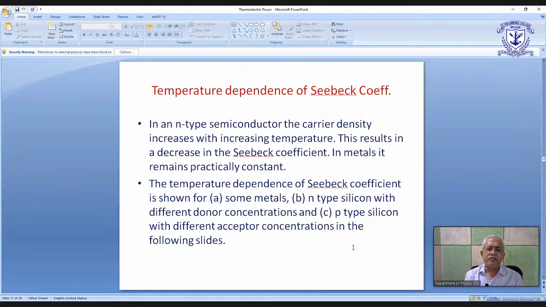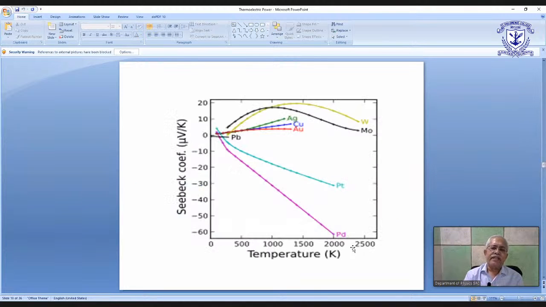The temperature dependence of the Seebeck coefficient is shown in some of the graphs which will follow. Graph A shows the temperature dependence of some metals. Graph B shows the temperature dependence for N-type silicon or an N-type semiconductor. And graph C shows the temperature dependence for a P-type semiconductor. So let's take a look at that. The Seebeck coefficient of metals, which is typically in microvolts per degree Kelvin, shows a temperature dependence which is seen in this graph.